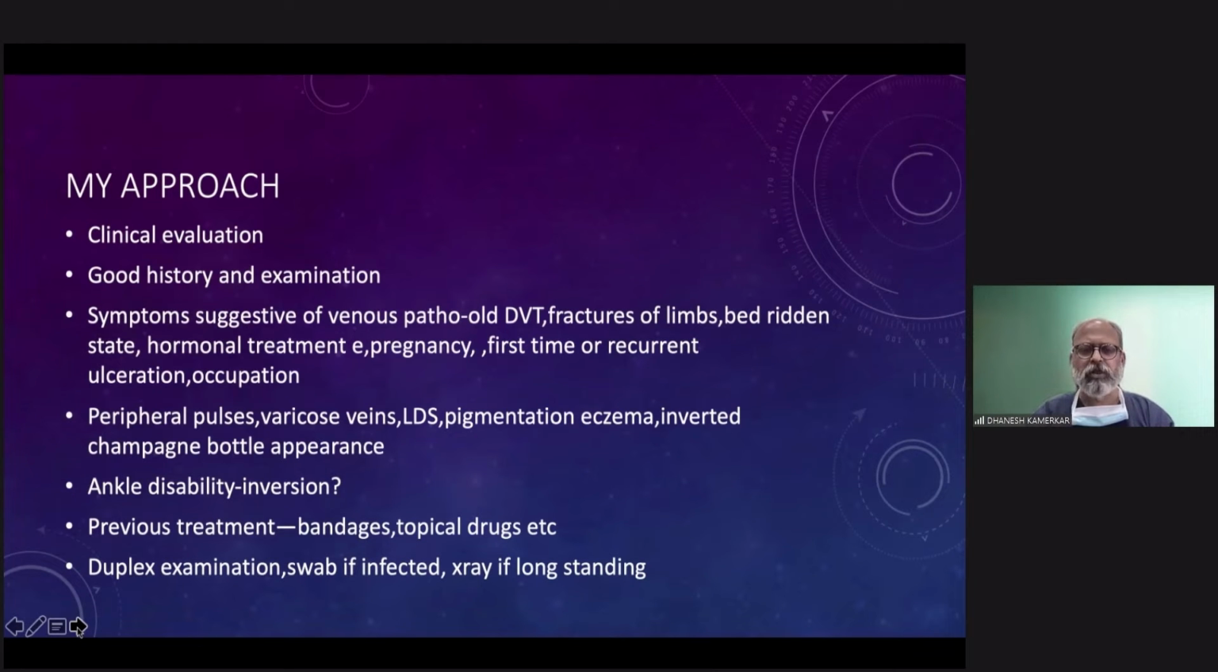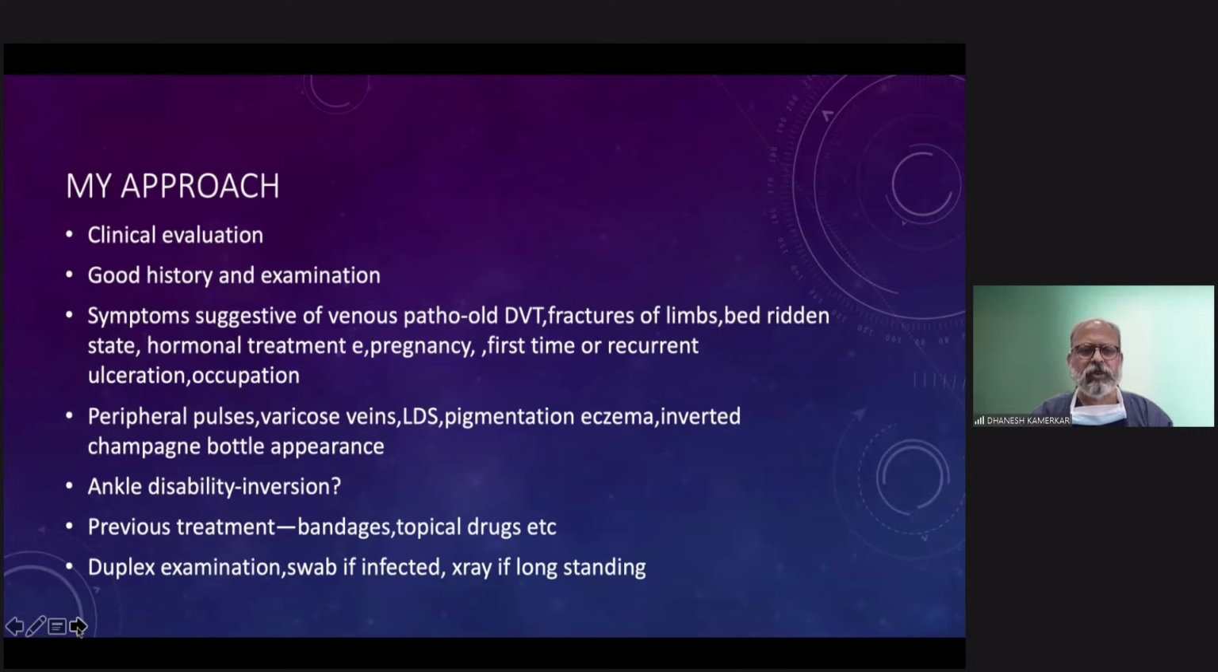Symptoms suggestive of venous pathology like old DVT or fractures of the limbs or bedridden state or any hormonal treatment in the past or pregnancy. Also need to find out whether it's a first-time ulceration or a recurrent ulceration. Occupation also is important to find out. Peripheral pulses examination is the key because sometimes you have arterial insufficiency, you need to decide about pressures for stockings. Of course, presence of varicosities, LDS, pigmentation, eczema, and inverted champagne bottle appearance, these are the key, whether it's a deep vein involvement. I also look for ankle disability because of long-standing ulcers causing inversion.